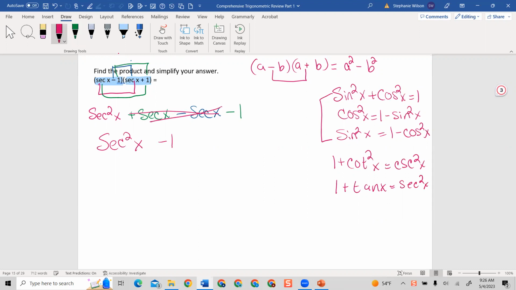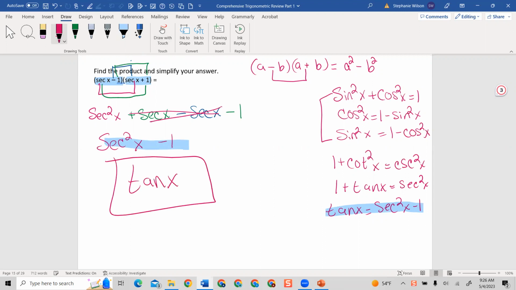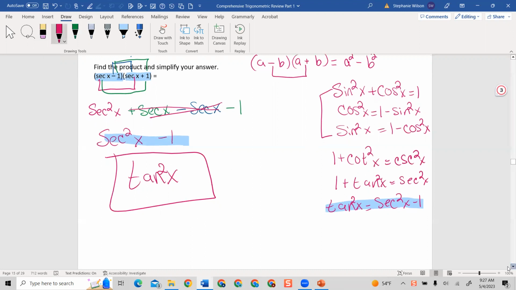All right, so what if I solve for tangent here? That means I'm going to subtract that 1 from both sides. And what do we have? We have tangent squared is equal to this. So my answer here is going to be tangent squared x, because this is simplified form. You should always simplify it down. Oh, I left a square off, guys. Don't forget to get the square. Oh, good catch. Okay. Let's go to our next one.